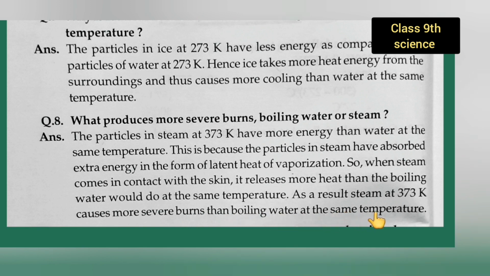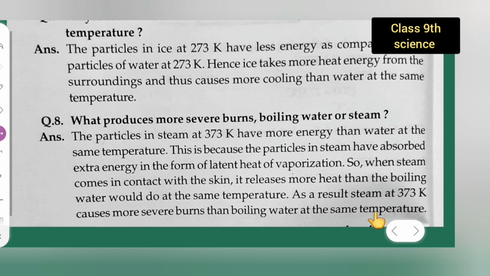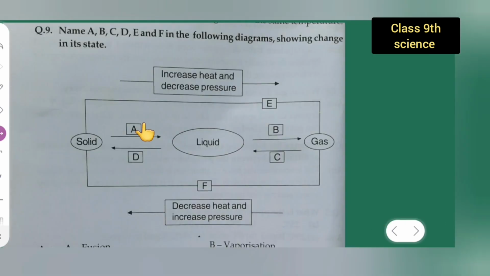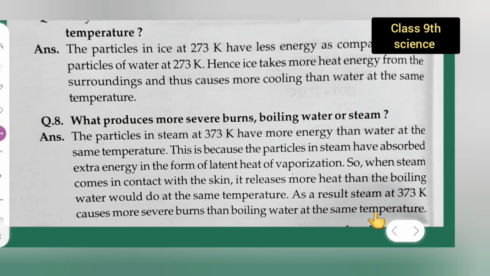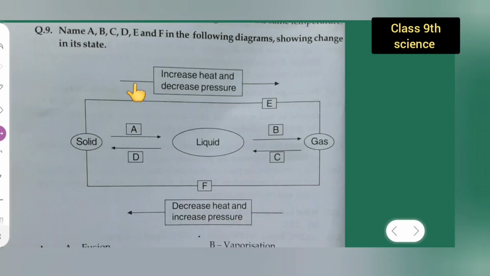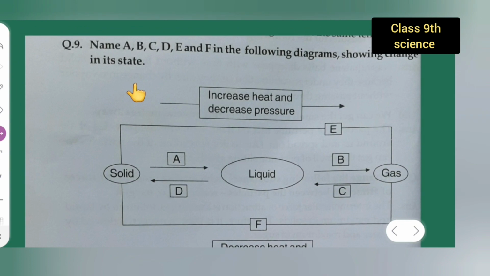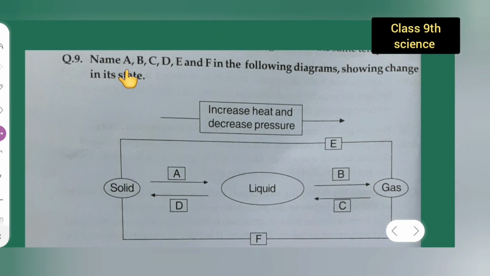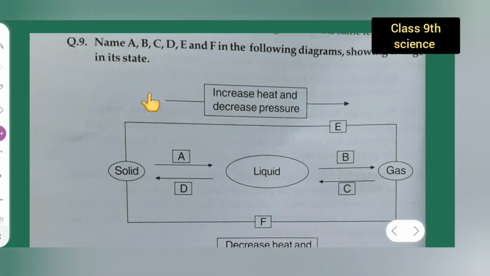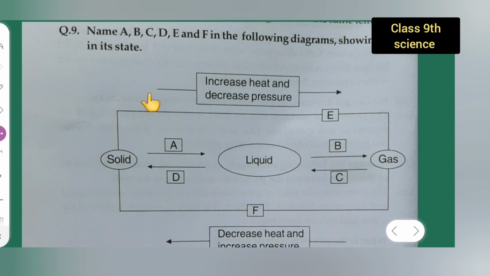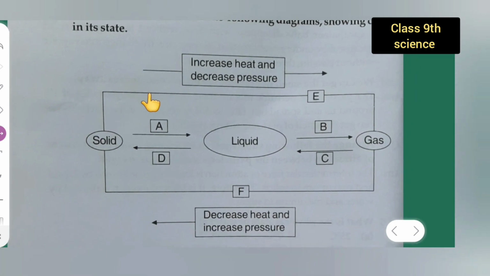Okay. So, moving towards the next question, that is question number 9. Let me zoom it for you all. Name A, B, C, D, E and F in the following diagram showing change in the state. Okay. So, A is what? Let me bring it a little bit.